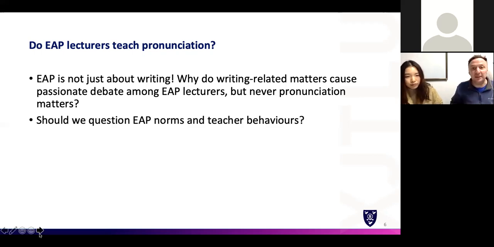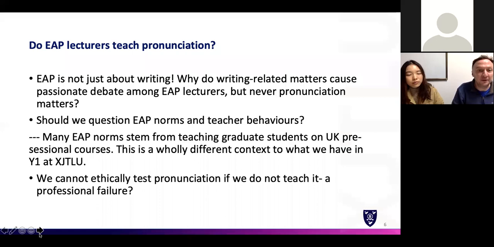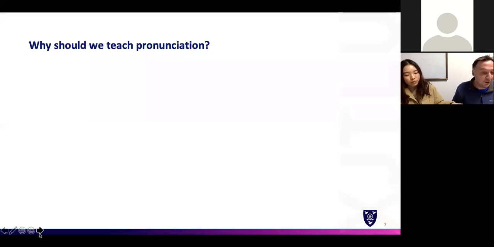maybe we can question EAP norms and EAP teacher behaviors. Many norms stem from teaching pre-sessional courses in the UK, where the students have maybe IELTS 6.5 or 7 or above. And that's a very different context to what we have in year 1 at XJTLU. Moreover, and importantly, we cannot ethically test pronunciation if we do not teach it. And that may be a professional failure of our courses. I suspect that a lot of people here do teach a lot of pronunciation in classes, but I'm not sure if it's consistent across teachers and across modules.